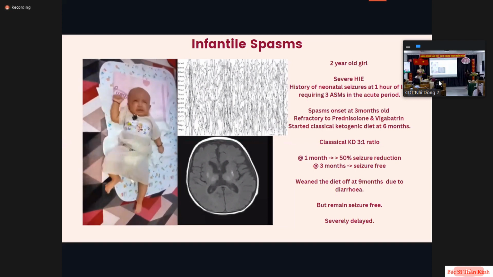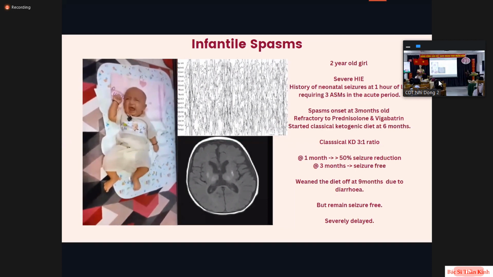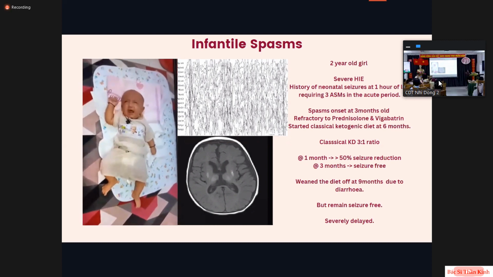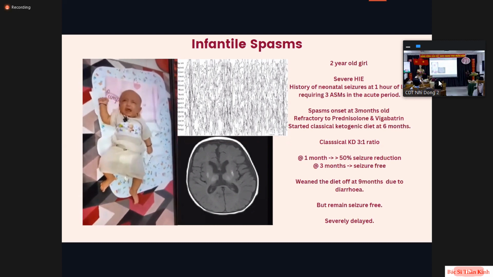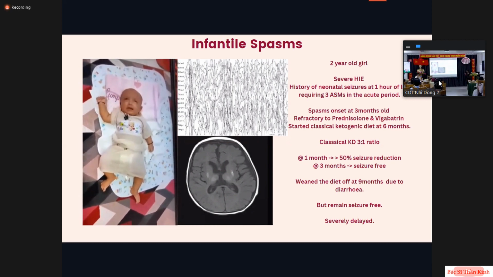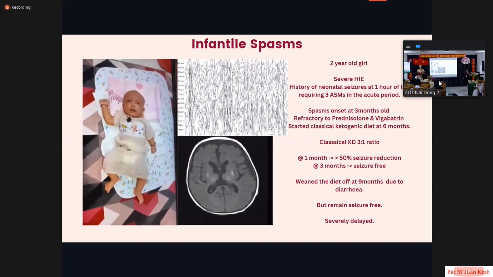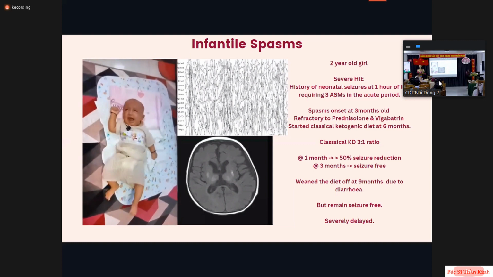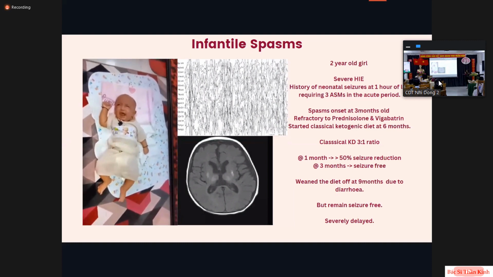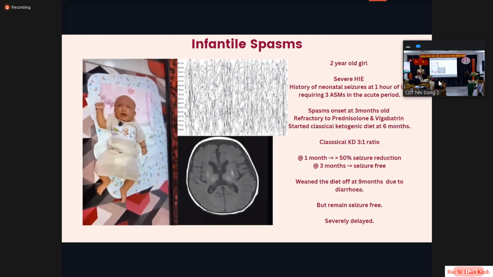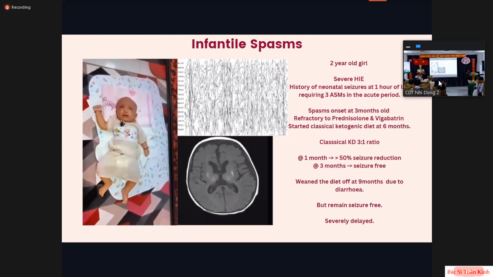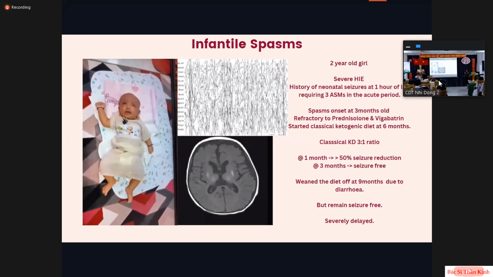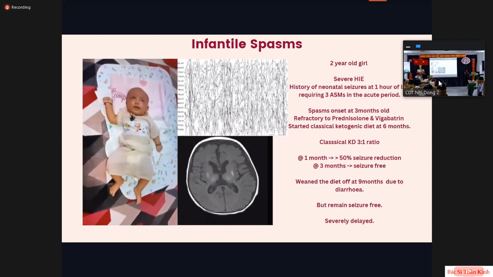He had a severe hypoxic ischemic injury and required multiple anti-seizure medications during his neonatal period. He had seizures at 1 hour of life, subsequently developed infantile spasms. So these are our frequent customers with regards to the diet. And he was refractory to our first and second line. So in our country, we use steroids first if non-tuberous sclerosis, followed by vigabatrin. And we're quickly enrolling patients into the diet because it's highly efficacious.